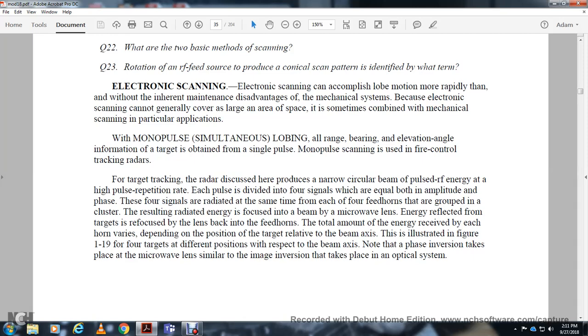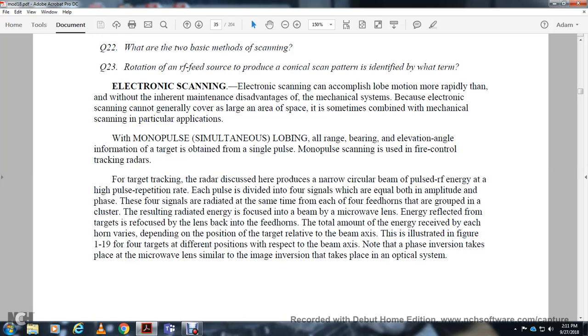Each pulse is divided into 4 signals which are equal in both amplitude and phase. The 4 signals are sent at the same time to each of the 4 feed horns grouped into a cluster. As a result, the radiated energy is focused into a beam by the microwave lens. The energy reflected from the target is refocused by the lens back into the feed horns, but the total amount of energy received by each horn varies depending on the position of the target relative to the beam axis.